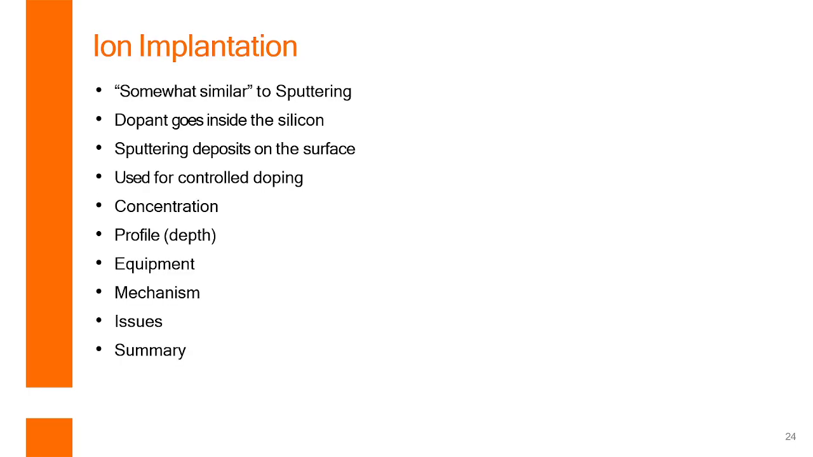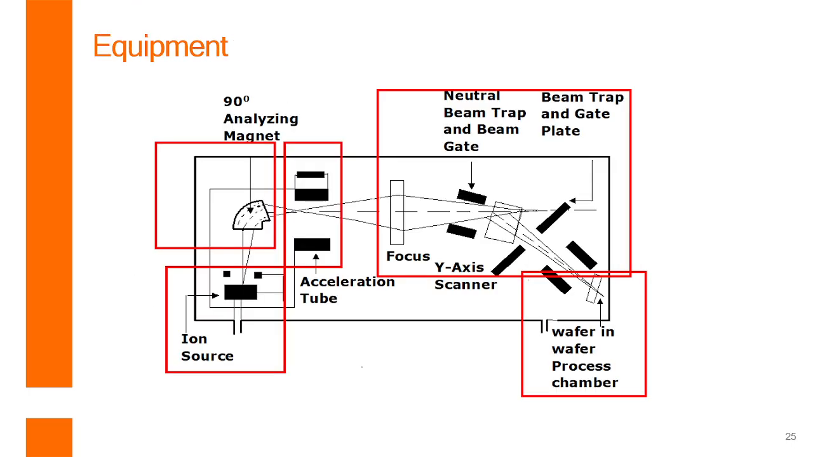And implantation means what? This is similar to sputtering also, but implantation we are doing at low temperature, and diffusion at high temperature. So this is the equipment for ion implantation. Whatever ion sources are there, we pass them through this chamber. These are the accelerating tubes, and this is the focus, and here you keep the wafers in the process chamber.